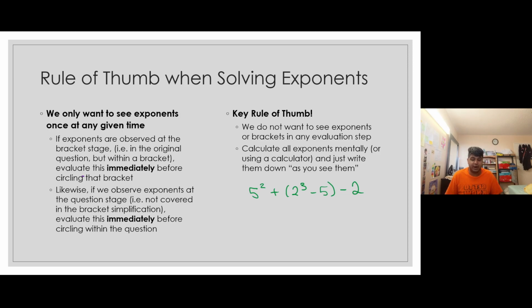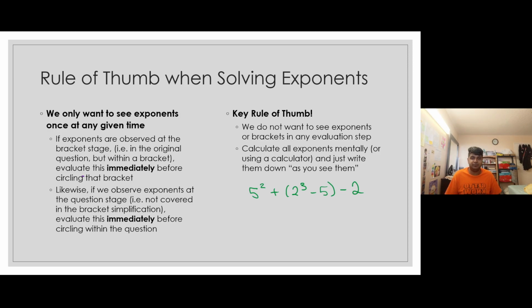You know you're doing this right if you don't see any exponents, or of course any brackets or parentheses, at the evaluation step. Remember, the evaluation step is reserved for division, multiplication, addition, subtraction, and nothing else. Okay? So we have to calculate all the exponents mentally, or using a calculator, and write them down as you see them. So I'm going to do an example here to help you out with this. Again, this is a good opportunity for you to maybe pause the video and try this on your own first. And then once you have done that, we will resume.